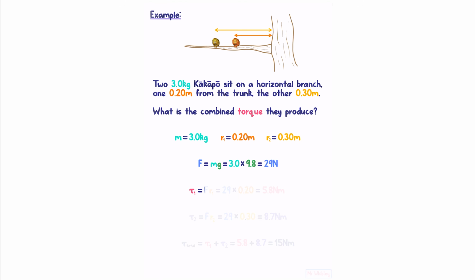The torque of our first kakapo is its force times its radius. Putting in those numbers gives us 5.8 newton meters. Doing the same for our second kakapo gives us 8.7 newton meters. Our total torque is those torques added together, which gives us 15 newton meters.